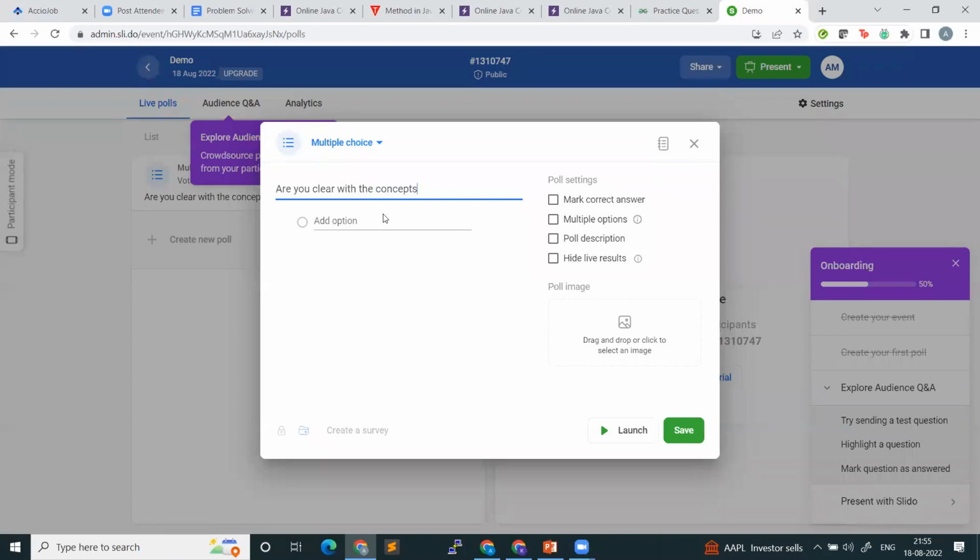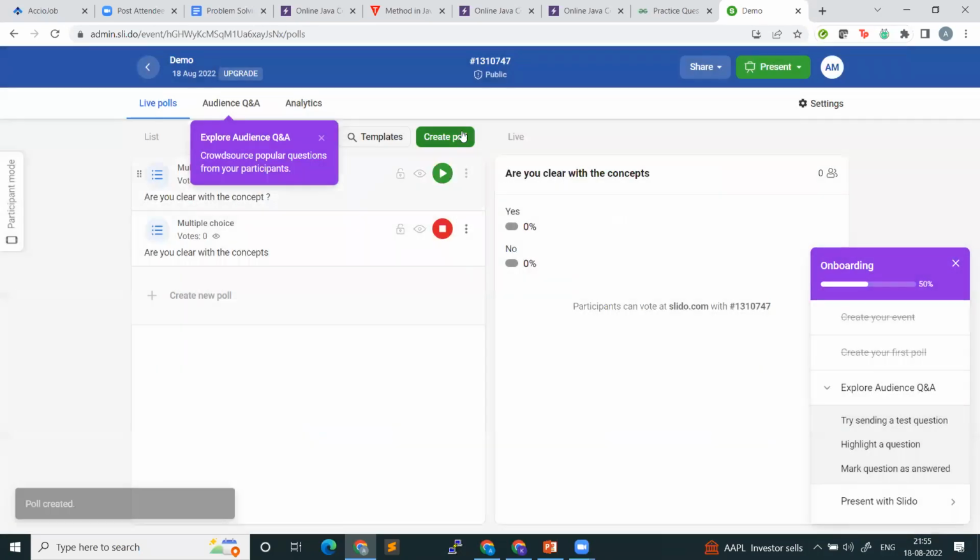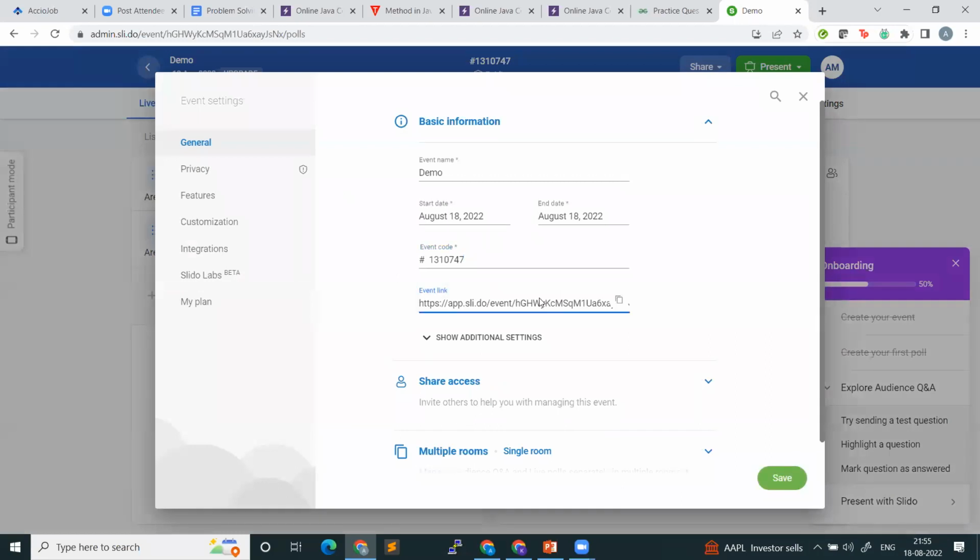I just want to get an idea how many of you are at least somewhat clear. Yes or no. Okay. And just mark a yes if you are 70 to 80% clear, right? Because this topic is a little bit tricky. So the first time when you do it, definitely it is a little bit, how do I share the link? Yes.